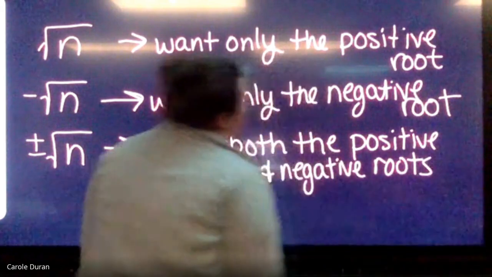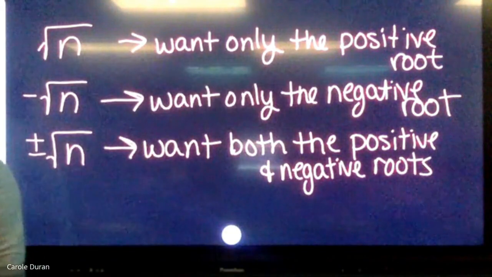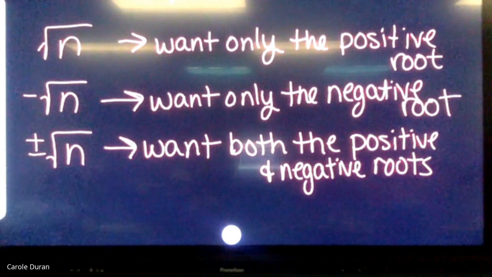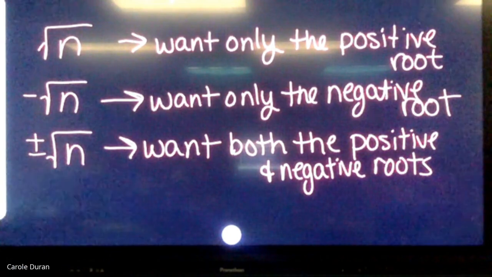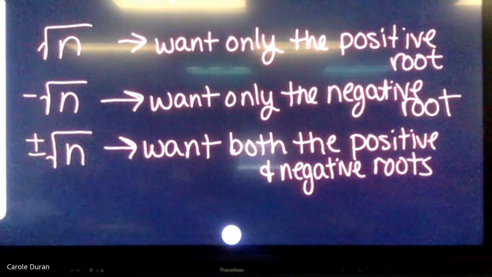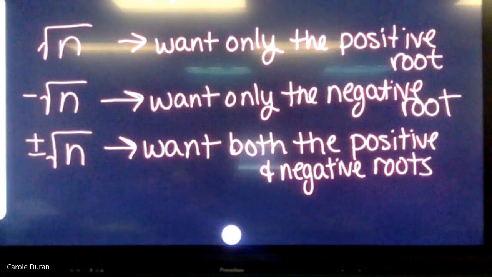By doing this, I ensure I'm not doing any extra work I don't need to, or identifying roots that it's not looking for. So if we see nothing in front of a square root or an even root, so 4th root or 6th root, 8th root, I'm looking only for the positive answers. If I see a negative out front, I'm looking only for the negative answers. And if I see a plus and a minus out front, I'm looking for both, which means my answer is going to have a plus and a minus on it. Does that kind of make sense?